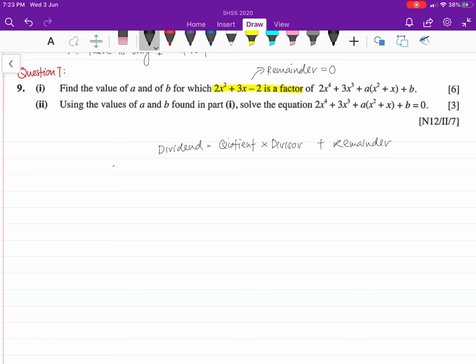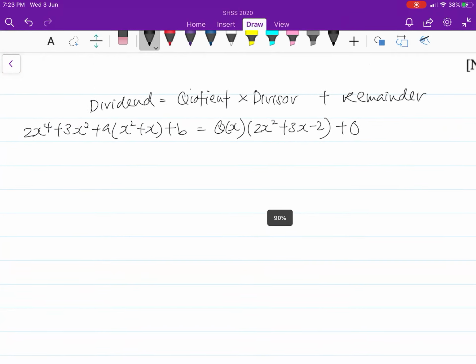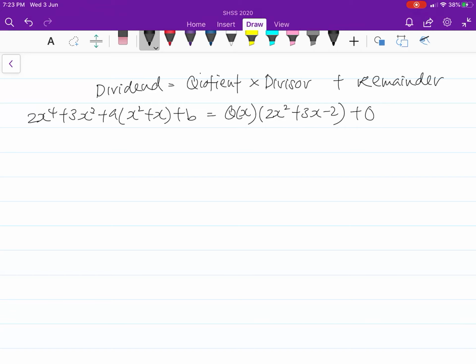So this is 2x to the power 4 plus 3x cubed plus ax squared plus x plus b equals to, I don't know what is the quotient, but I know what is the divisor, and the divisor is 2x squared plus 3x minus 2, plus the remainder is 0. Okay, so from here, what I can do in the next step is to factorize the divisor, and there's nothing else I can really do here.